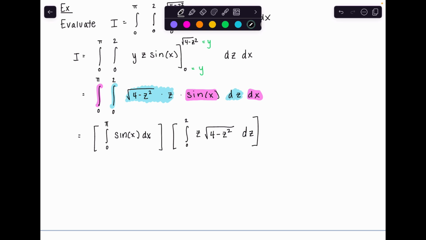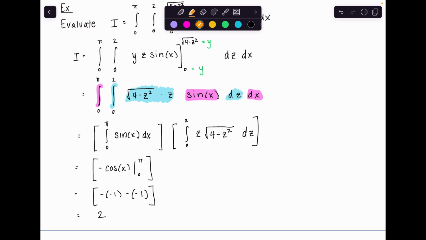First one, we can just go through real quick. Antiderivative of sine is negative cosine of x, evaluated from 0 to pi. And that gives you negative cosine of pi, which is negative 1, and then minus cosine of 0, so it's minus negative 1. That really gives you 1 plus 1, so the first piece just becomes 2.